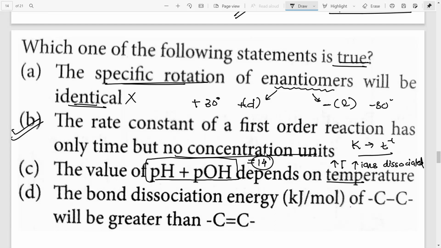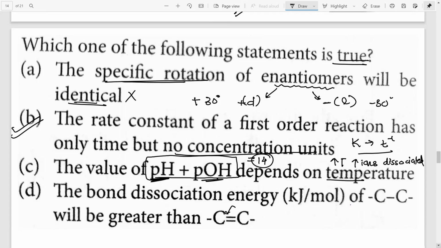However, at many places, it is given false, and at other places it is given true. A major reason they must have given it is that if you take them individually, then definitely this statement is true, that the pH or the pOH of the solution depends on temperature. But since they have said here pH plus pOH equal to 14, I would say that actually that's a constant value, so it shouldn't depend on temperature. The last statement is the bond dissociation energy of C single bond will be greater than C double bond, which is incorrect. You have a double bond, so you will require more energy to break the bond.